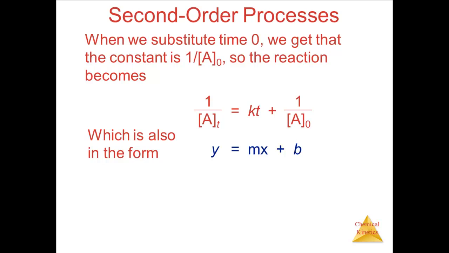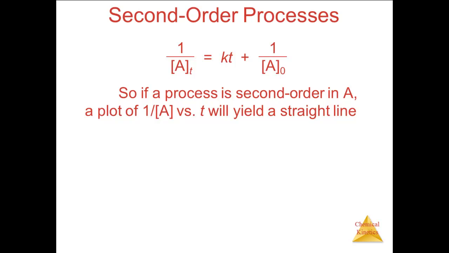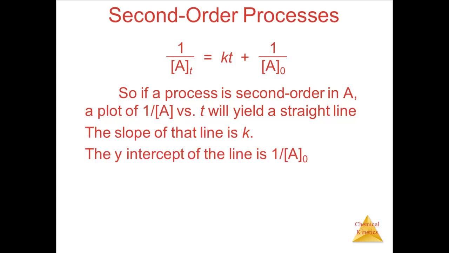This also has the form of a linear equation, with y equal to 1 over the concentration of A. So, if we plot 1 over the concentration of A versus time, we will get a straight line if the reaction is second order. The slope of the line is K, the rate constant, and the y-intercept is 1 over the initial concentration of A.